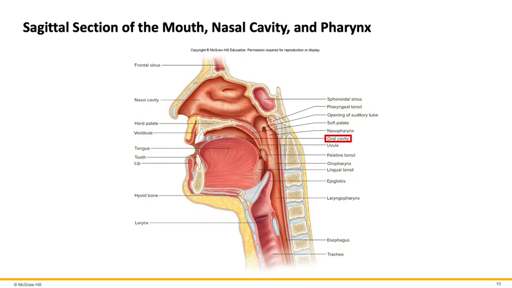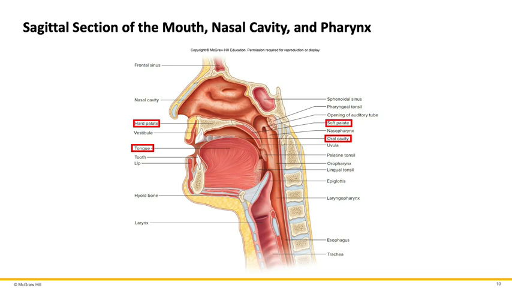This is a sagittal section of the mouth. We are looking at the structures from the lateral view. First of all, you can see the oral cavity, which is located between the tongue and palate. The anterior part of the palate is the hard palate, and posteriorly you have the soft palate.